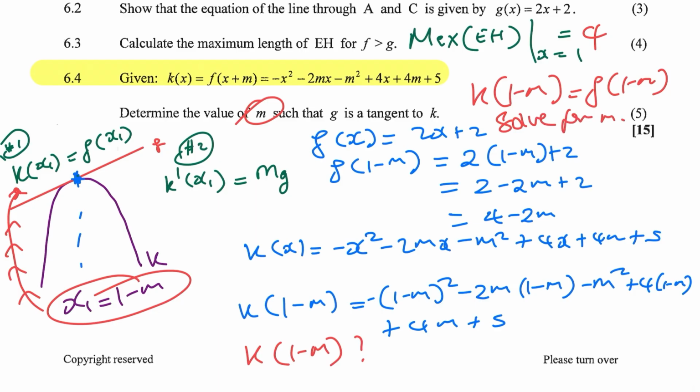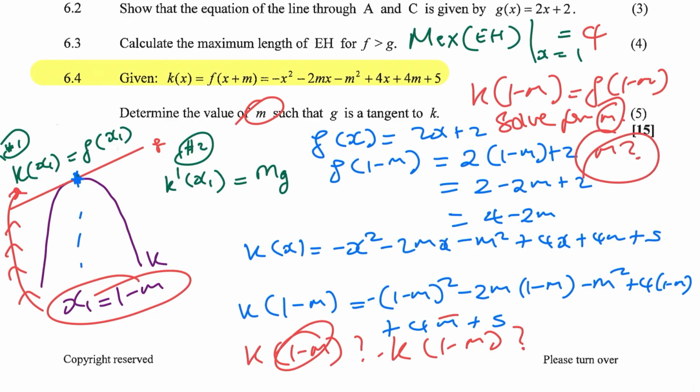If you have solved for m and you've solved for 1 minus m, please type in your comment. Tell me what is k of 1 minus m, and then what is m. This is for 5 marks. This is a very nice question. It's easy from here. You already know what is x1, which is 1 minus m. You're just substituting and solving for m.